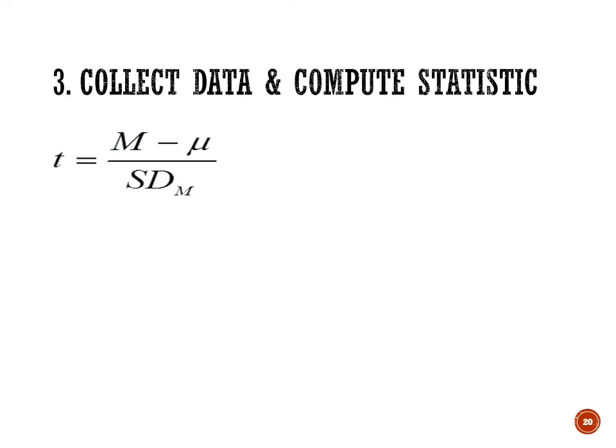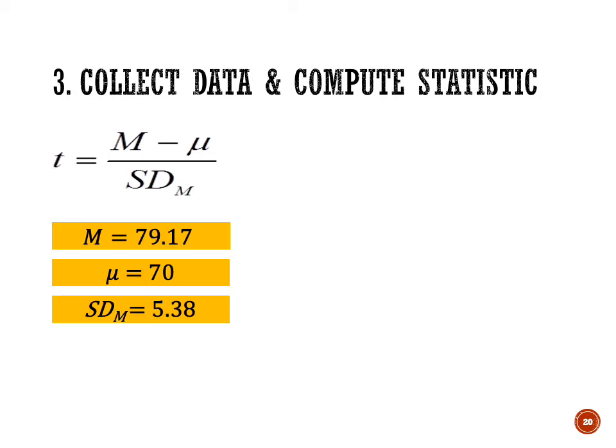So now we are finally ready to solve for t. And if we look at our list of information, we have everything we need. We just need to plug it into the equation. So here we do that. We have the mean minus the population mean over the standard error. So our numerator is going to be 9.17. We divide those numbers and we get 1.70.